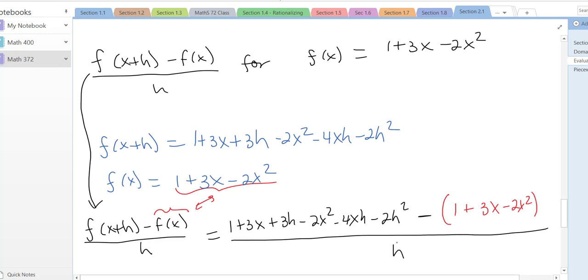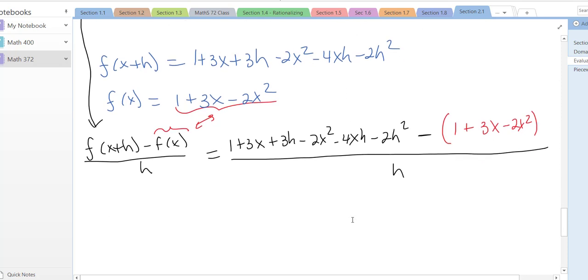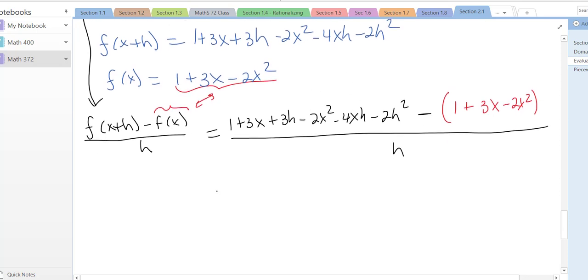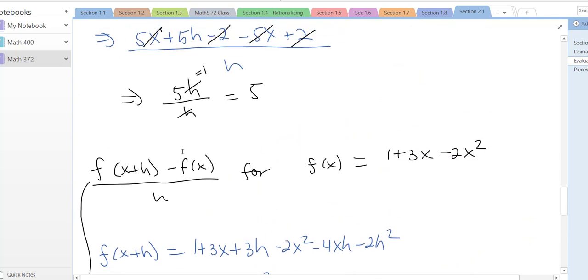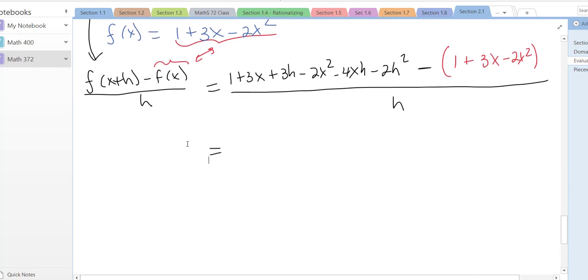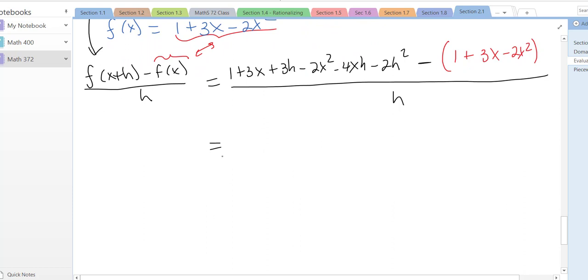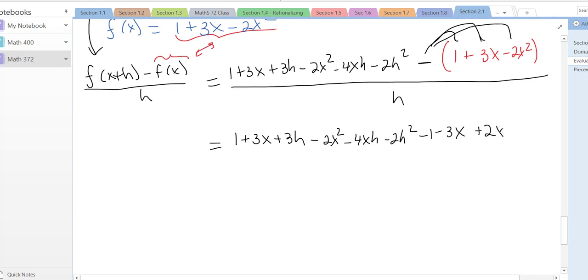Now in the difference quotient, the goal is to get rid of this h at the bottom. Just like on the previous one, we got 5 by canceling out that h. Our goal is to cancel out that h on the bottom. Okay, so 1 plus 3x plus 3h minus 2x squared minus 4xh minus 2h squared. And now distribute this negative. So I get minus 1 minus 3x plus 2x squared.